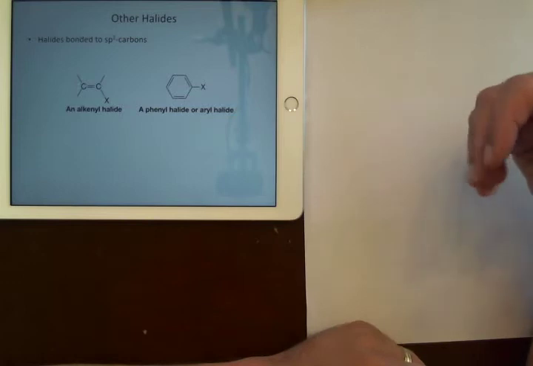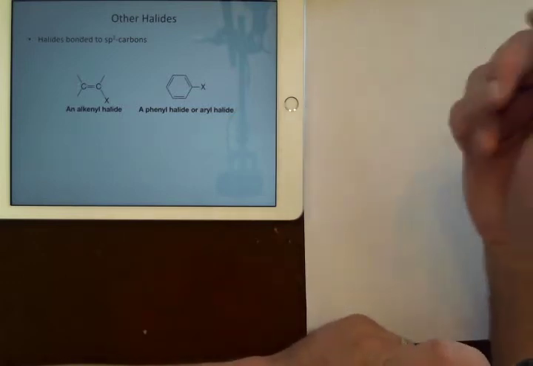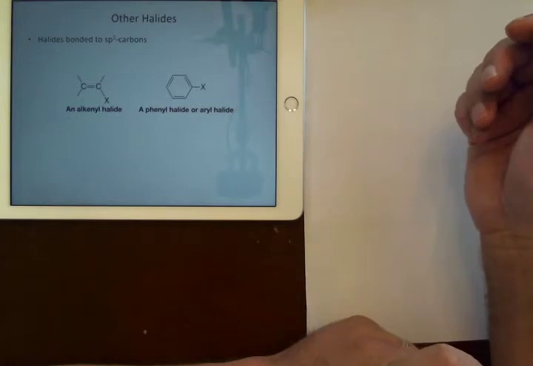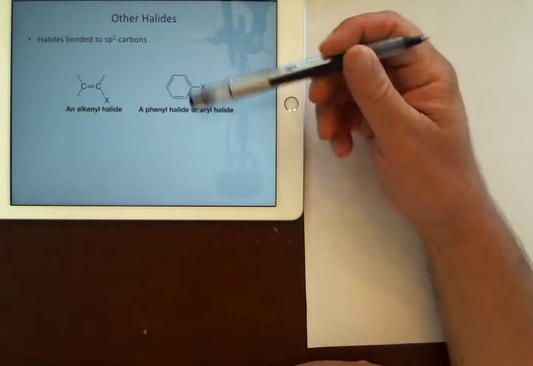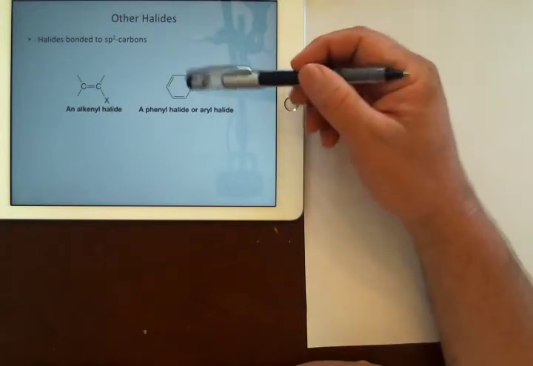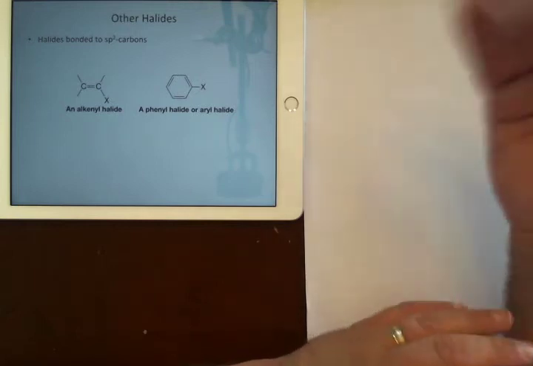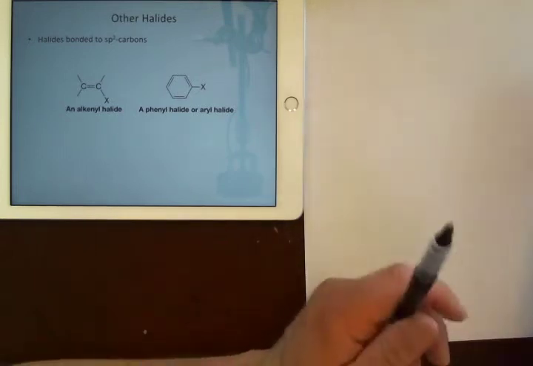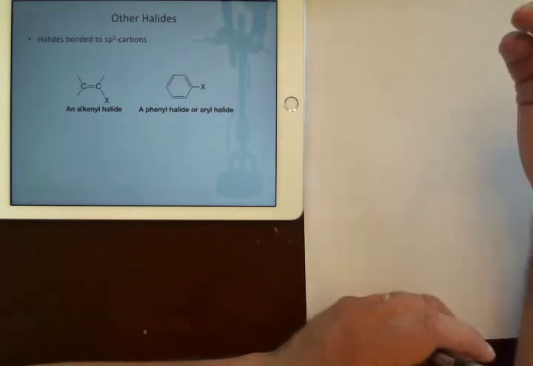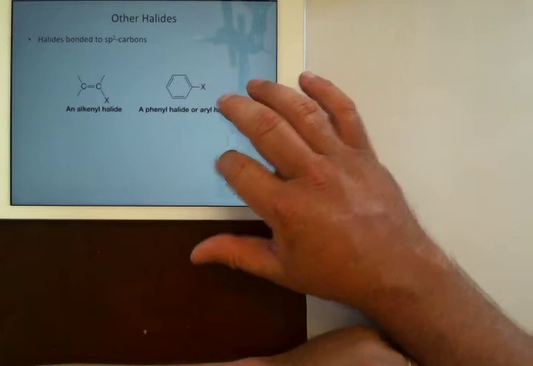Halides can also be on sp2 carbons, directly onto a double bond. It doesn't matter if it's a regular alkene or a benzene; it's still on that double bond. They can also be on sp, technically. They're going to have slightly different properties, and we'll talk about that in this chapter.